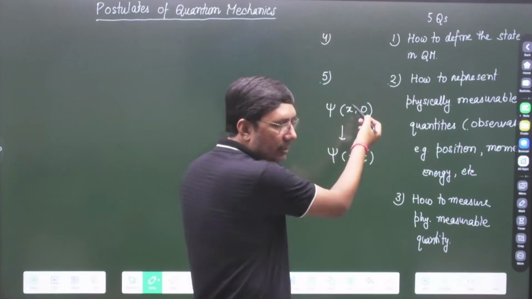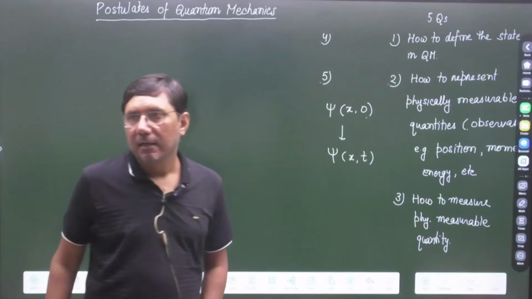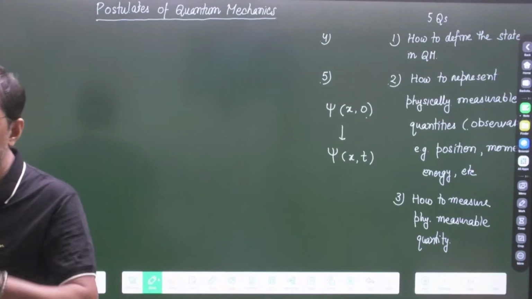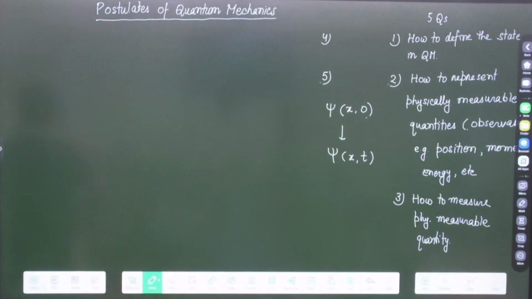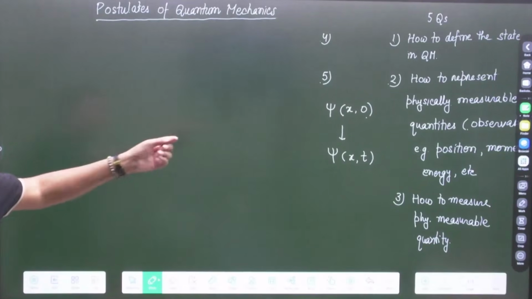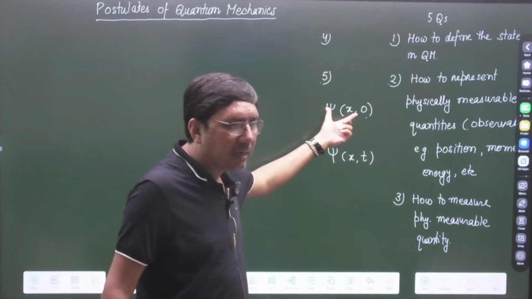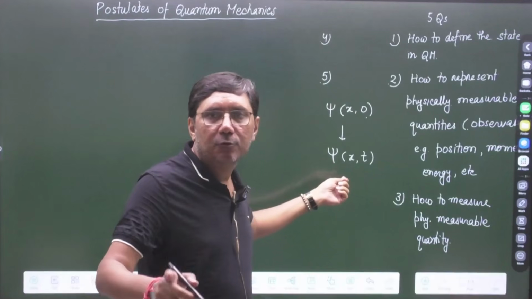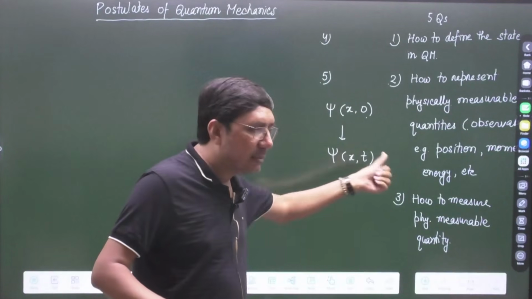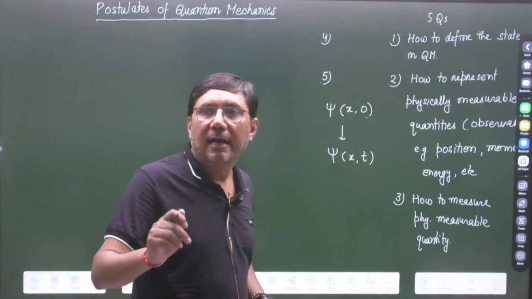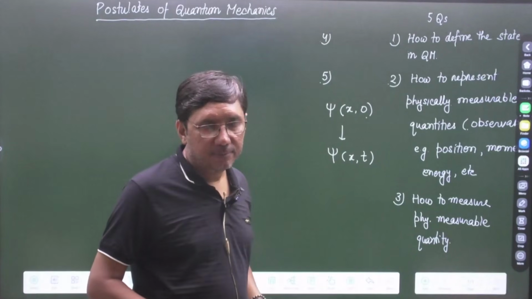This is called the evolution of the state. Suppose t naught is 0. It's not necessary that t naught is 0. But suppose initially I know this psi is given to me, and I'm saying you please write psi of x, t, the wave function at time t of the system.